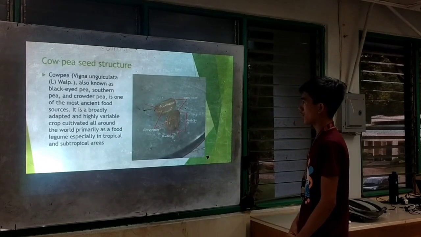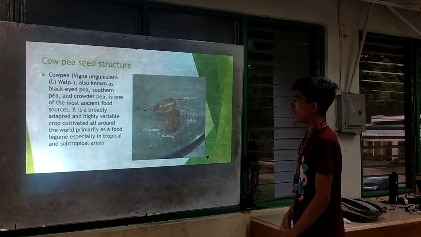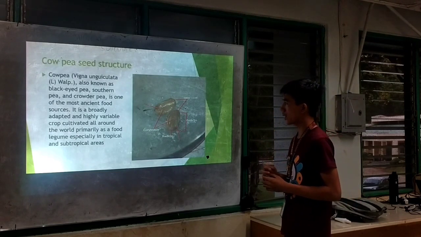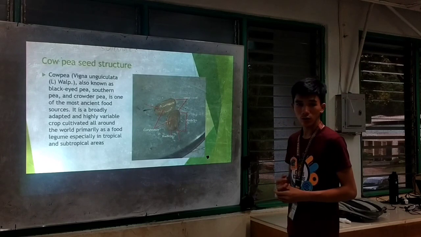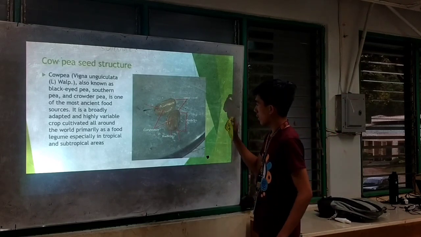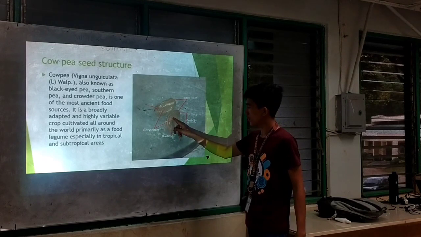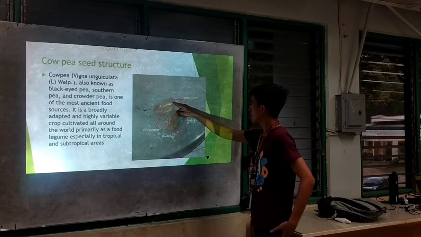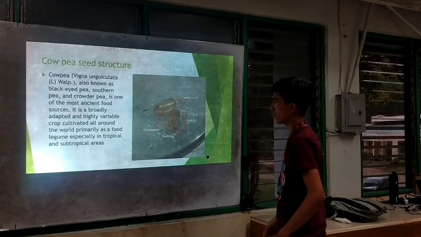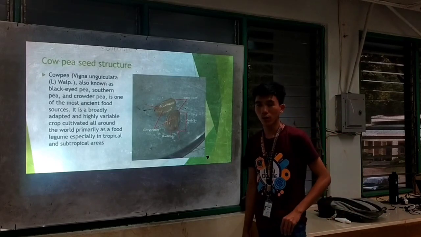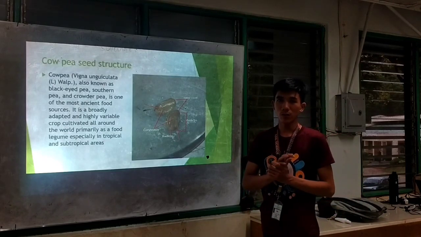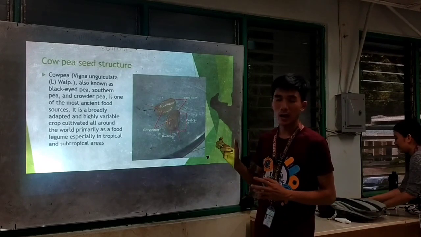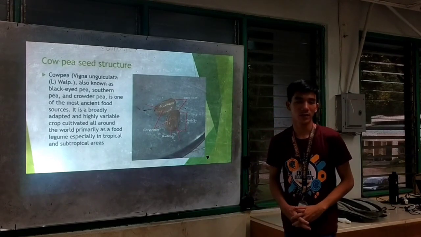Next, the cowpea seed structure. The cowpea is also known as the black-eyed pea, southern pea, and cowder pea, and is one of the most important food sources. Here you can see the cotyledon, the radicle, which together with other parts make up the embryo, and the seed coat. It is broadly adapted and cultivated all around the world. Legumes can be found anywhere, and the legume we chose is cowpea. This is its seed structure.